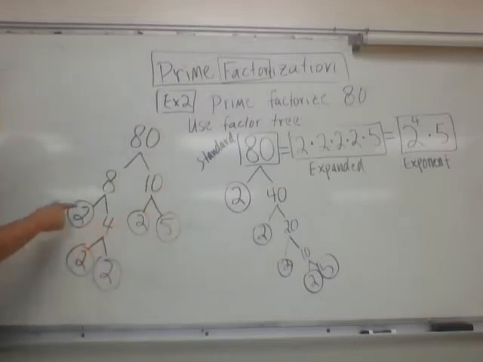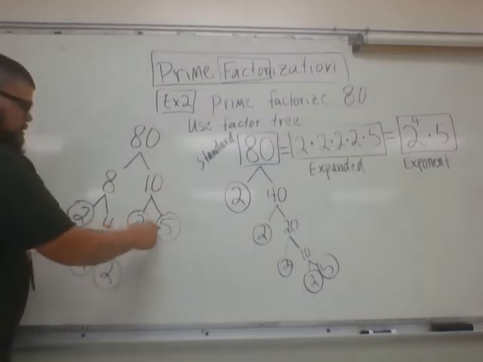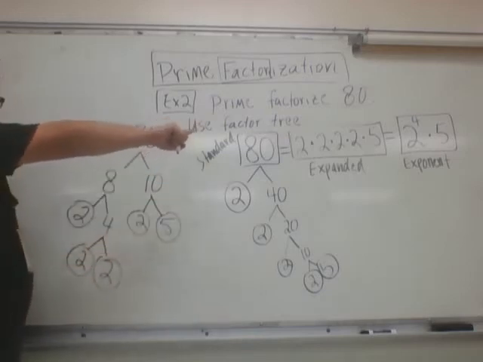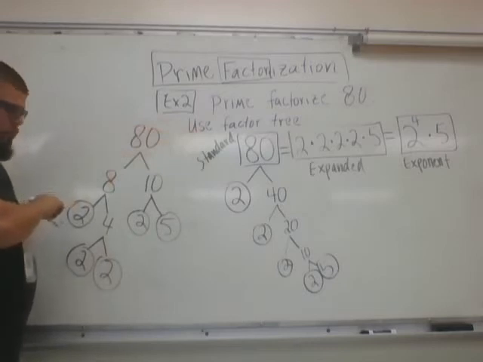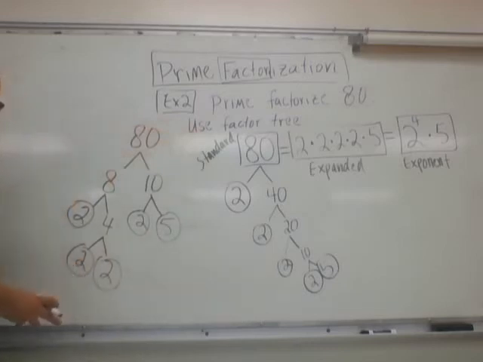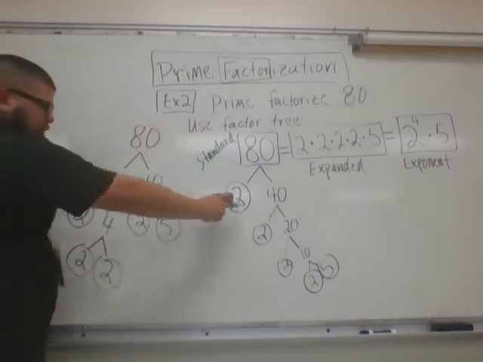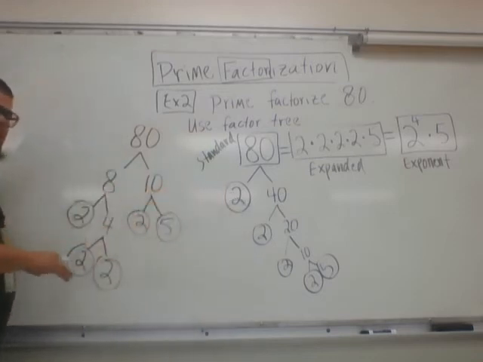So we now end up with 2 times 2 times 2 times 2 times 5, which is what we had up there. This is what we had in our expanded form. So this is the same way of doing things, right? This is the same thing, but this is why I like to use the 2, because it's easier to work with, okay? All right, let's go ahead and move on.